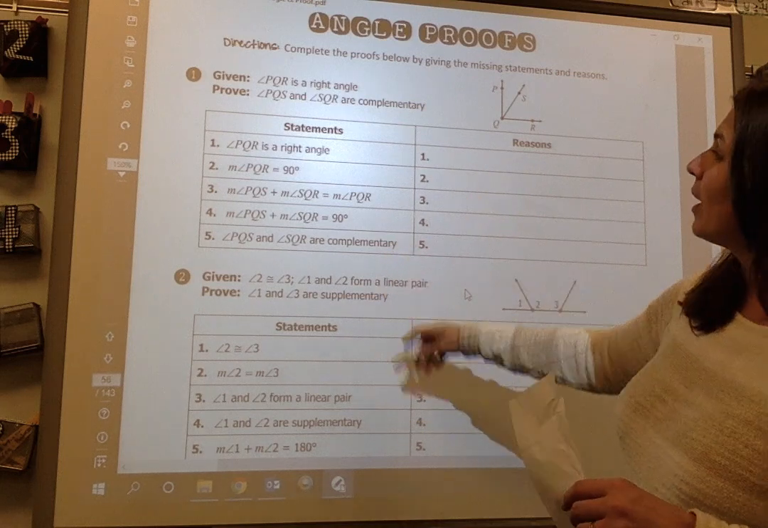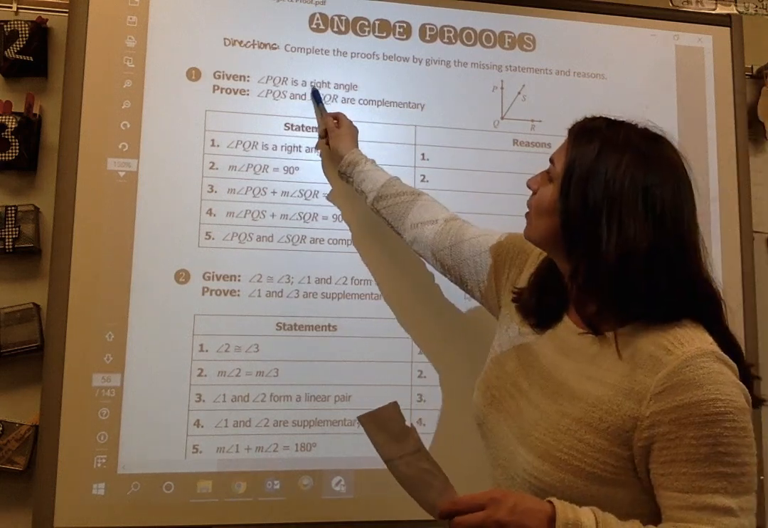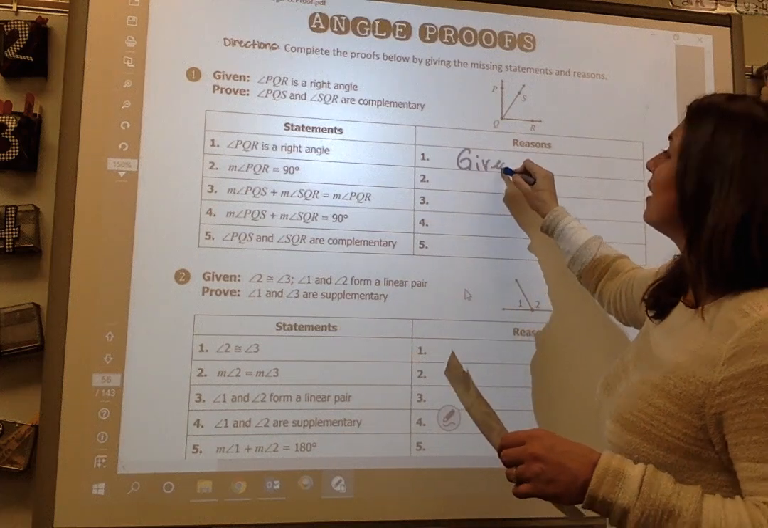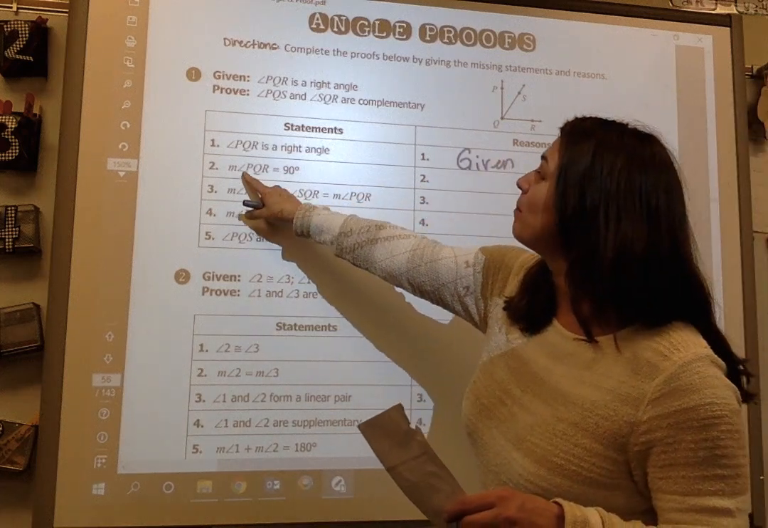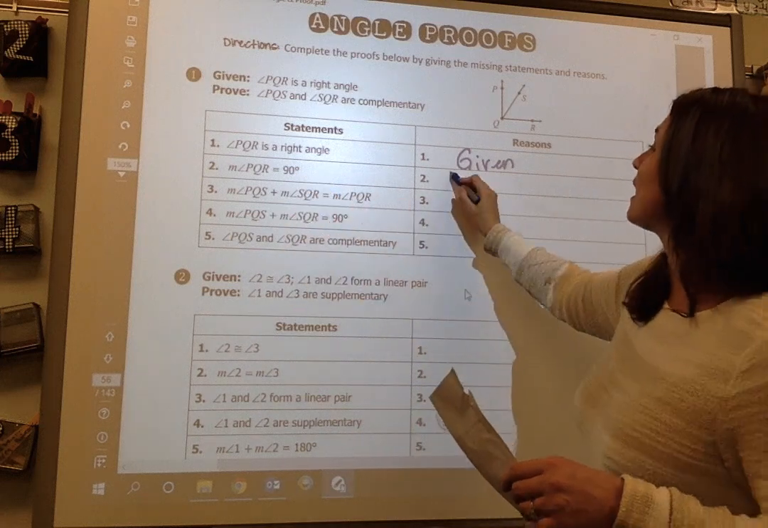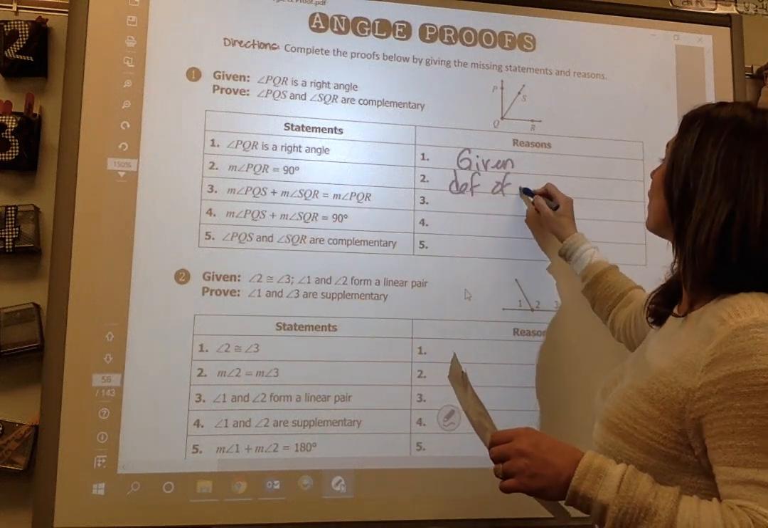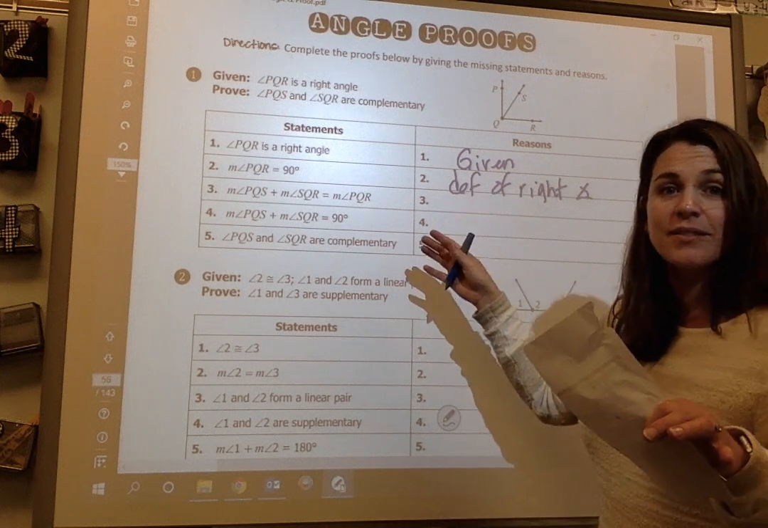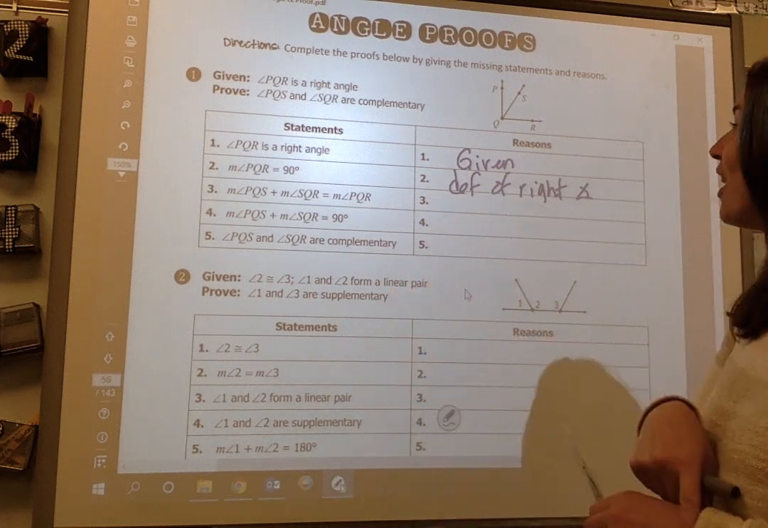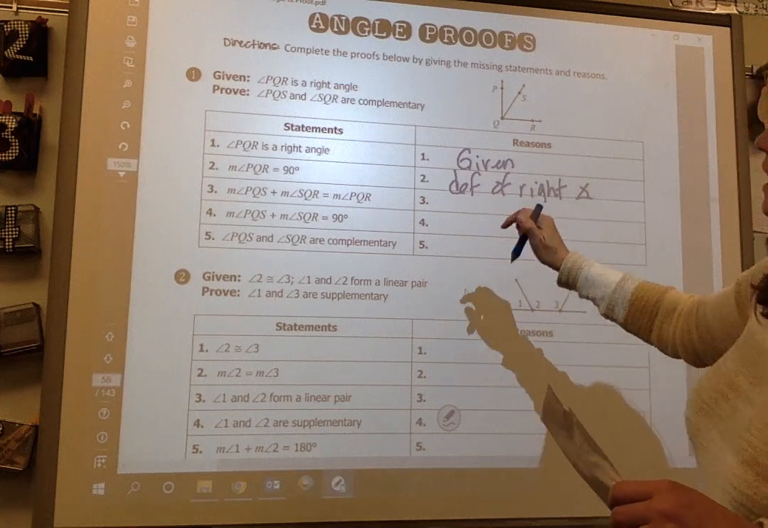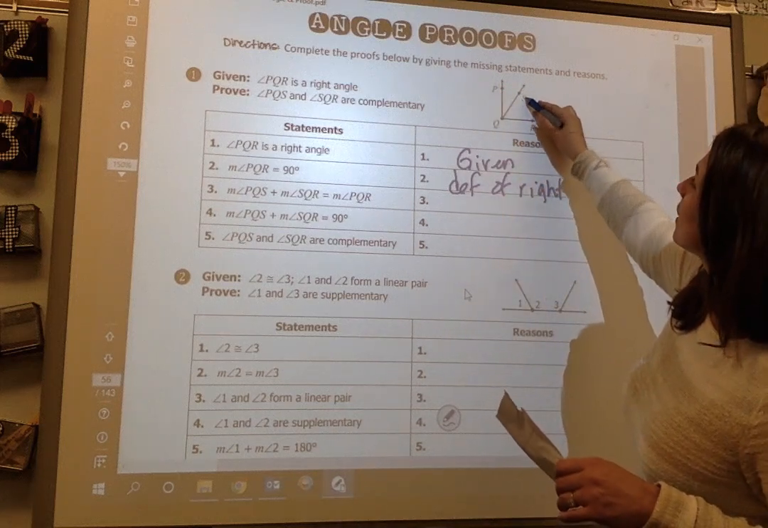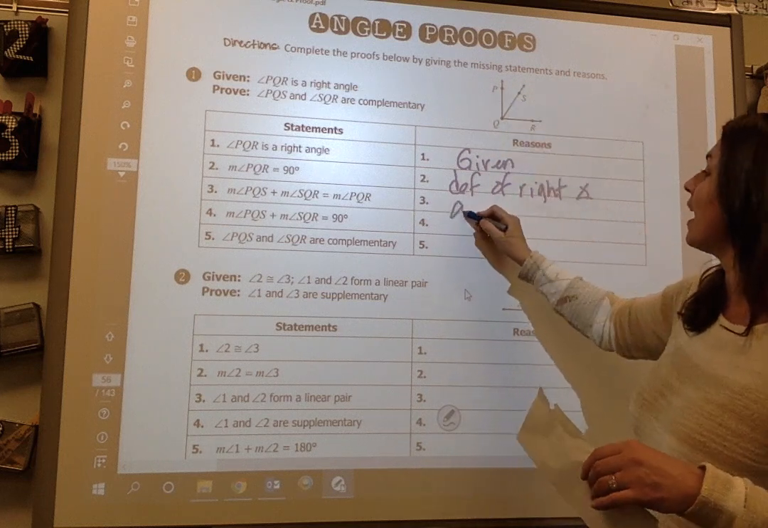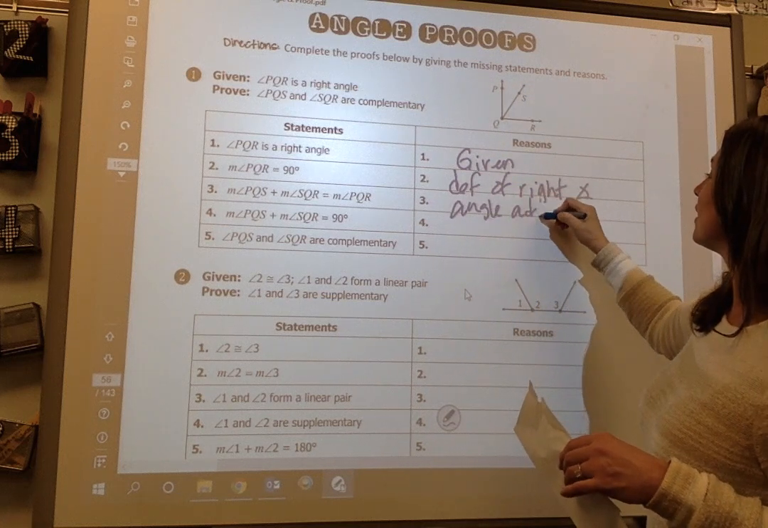So, number one, angle PQR is a right angle. It's a right angle that's given to me. And now we're saying that the measurement of this angle is equal to 90 degrees. That is just definition of a right angle. Make sure you are not abbreviating. I'm abbreviating for the sense of TV, but you are not. And now if you look at this, it says angle PQS plus angle SQR is equal to PQR. That's the angle addition postulate.